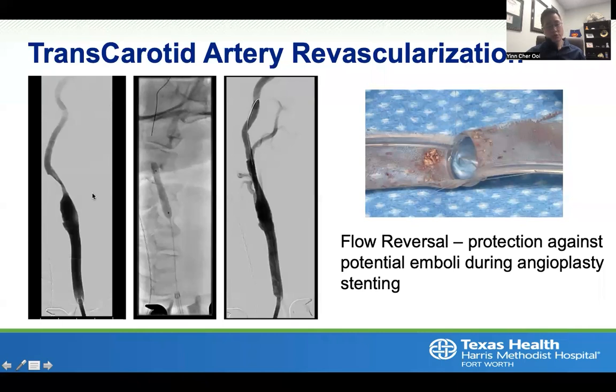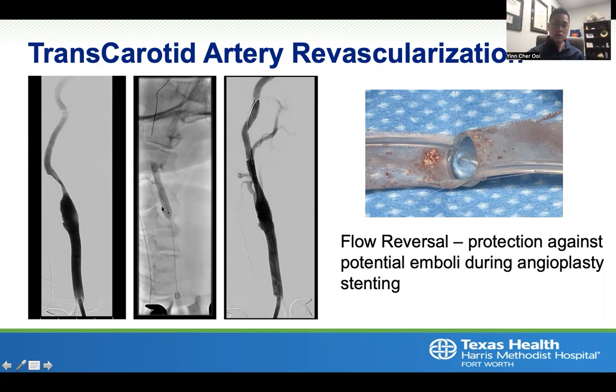These are some intraprocedural images. You can see here we have our SCC retractor, or any standard ACDF retractor works as well. The en route sheath is within the proximal common carotid artery. This patient had a symptomatic right ICA stenosis. And once you have arterial access, it becomes very similar to a standard angioplasty stenting.